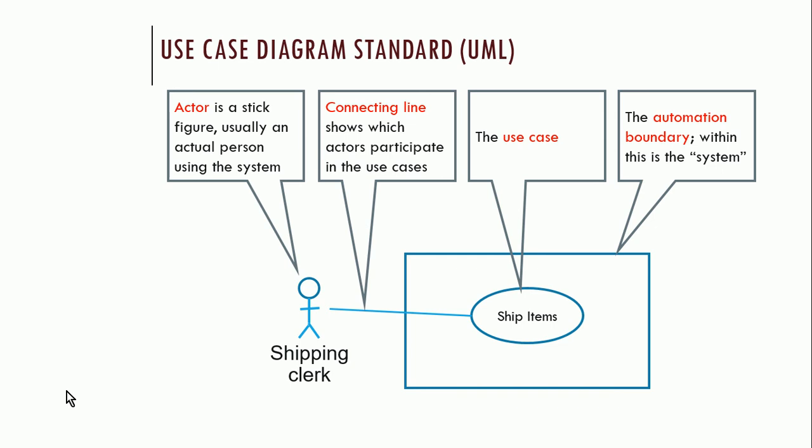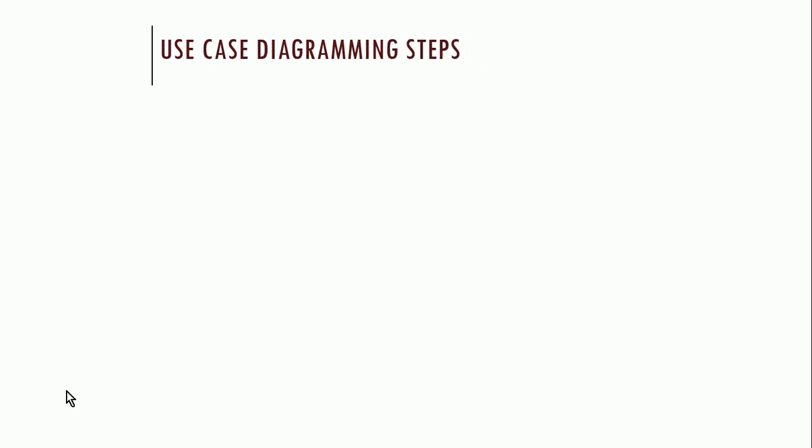And then the automation boundary, which shows you the system, what's inside the system and what's outside the system. And I will tell you that in industry, a lot of people leave off the automation boundary. It does seem a little superfluous because it's just a box around those use cases. There's really no other way that you'd be able to draw it anyway. So some people do leave the automation boundary off, but the official standard is to include the automation boundary to make it obvious as to what's inside and what's not inside our system.